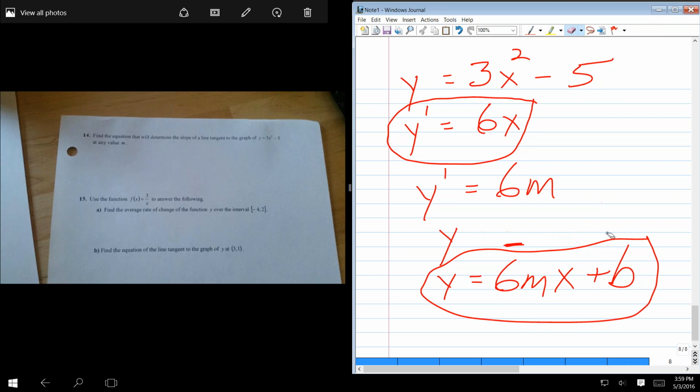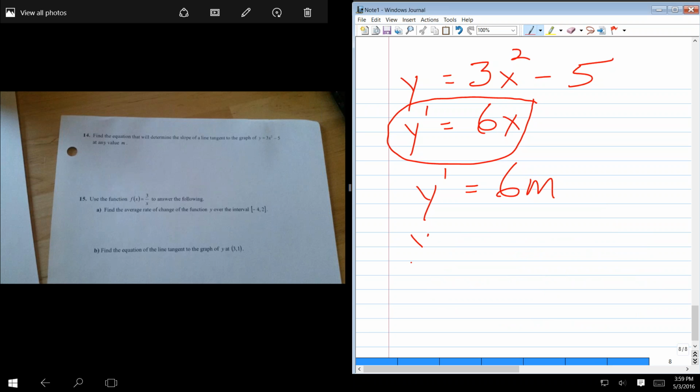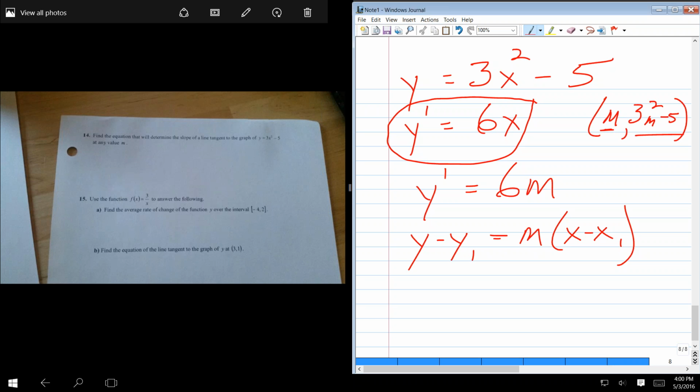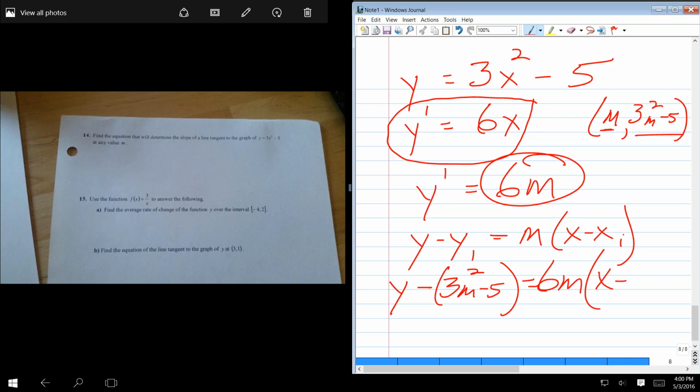Well, let's not do it using this. Let's do it using point slope format. Y minus y sub 1 equals the slope times x minus x sub 1. And now we know that the point x is equal to m. Well, so what's the point they're talking about? When I plug m in here, I get 3m squared minus 5. So that's the point. There's the x coordinate of the point. There's the y coordinate of the point. You with me? Okay, so now I have y minus y sub 1, which is that point. I'll put it in parentheses, 3m squared minus 5, equals our slope, which is 6m, times x minus m. That's x sub 1 is m. And there is your answer.